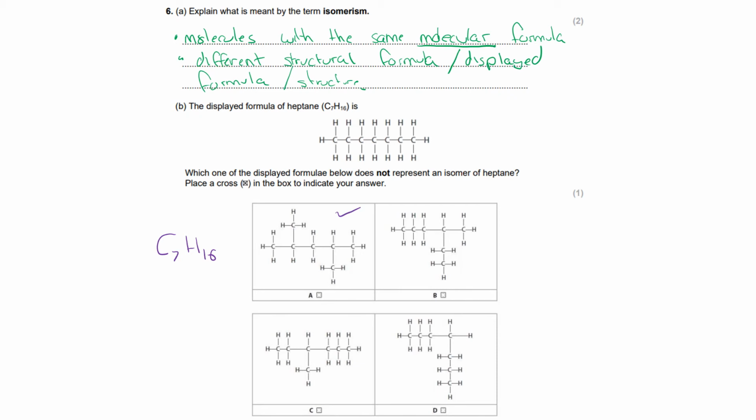Look at the next one then. So we have got 7 carbon atoms and 16 hydrogen atoms. I would say that that's an isomer of heptane. C then has got 7 carbon atoms, and 16 hydrogen atoms. That is also an isomer of heptane.